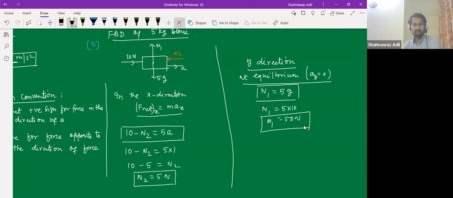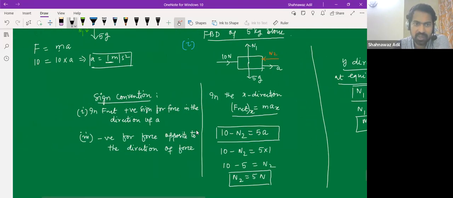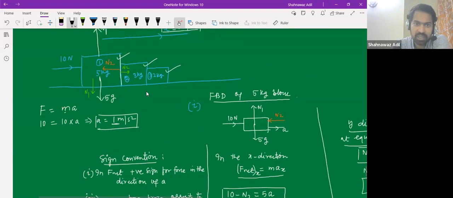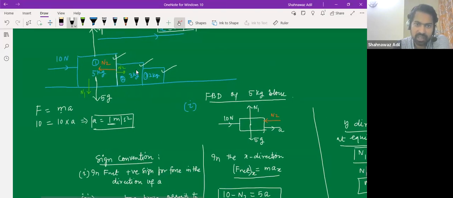If you guys have any question, please ask. No, sir. Okay, then please note it down. First note it down, and then we'll do the normal reaction or the free body diagram of the second one. So please note it down.